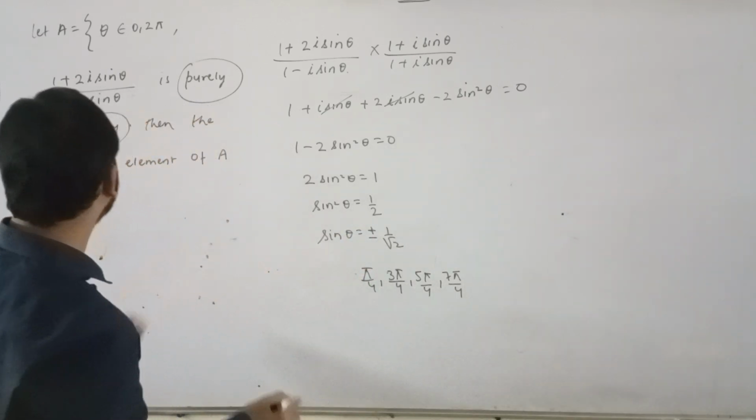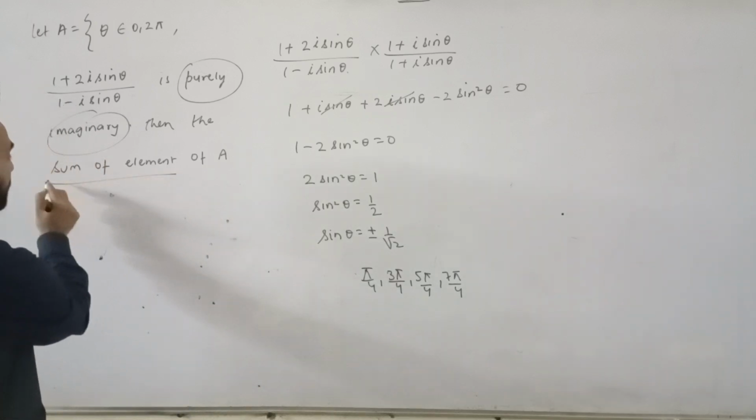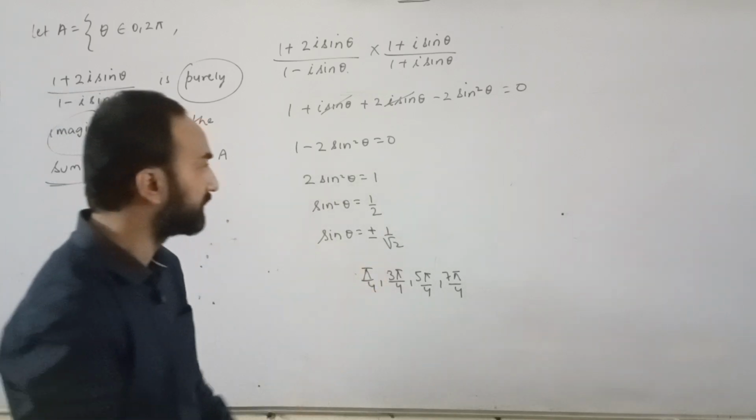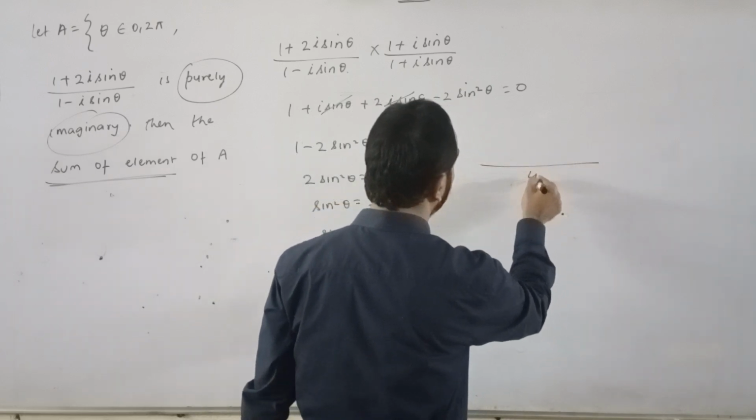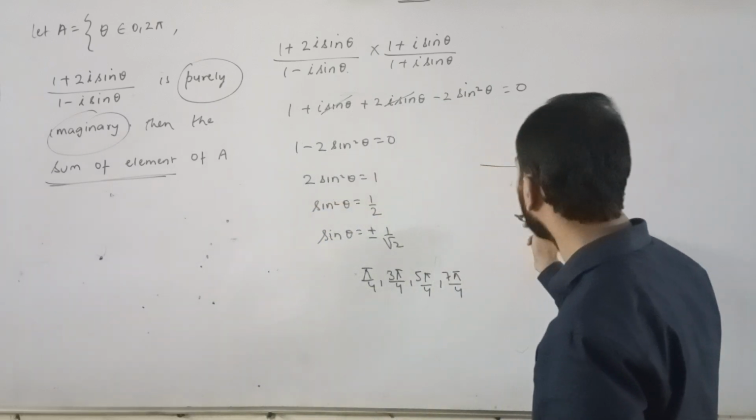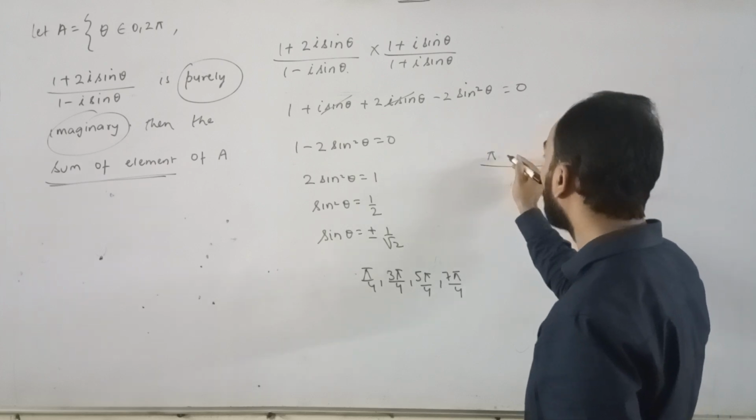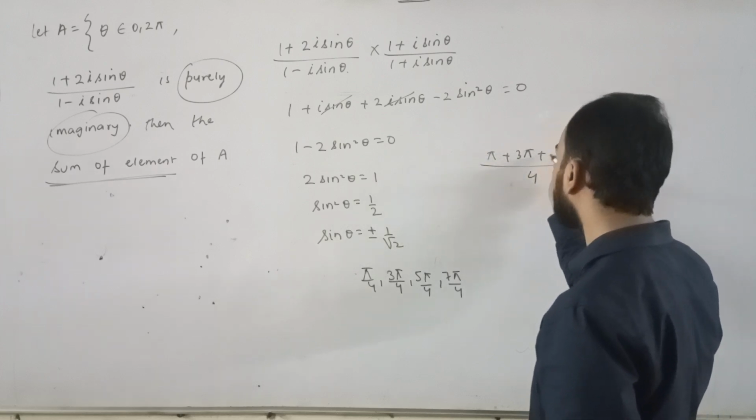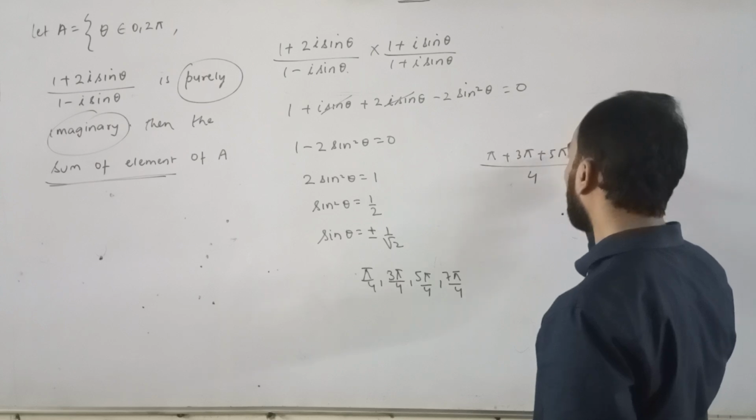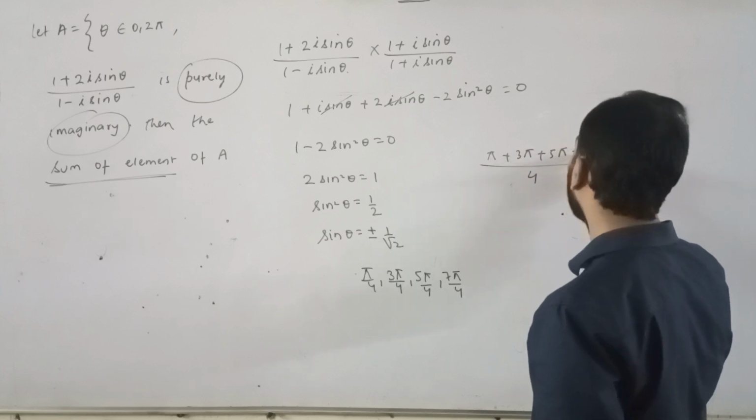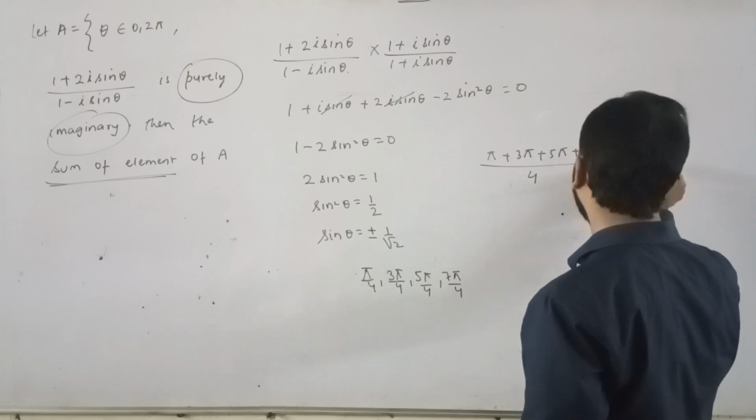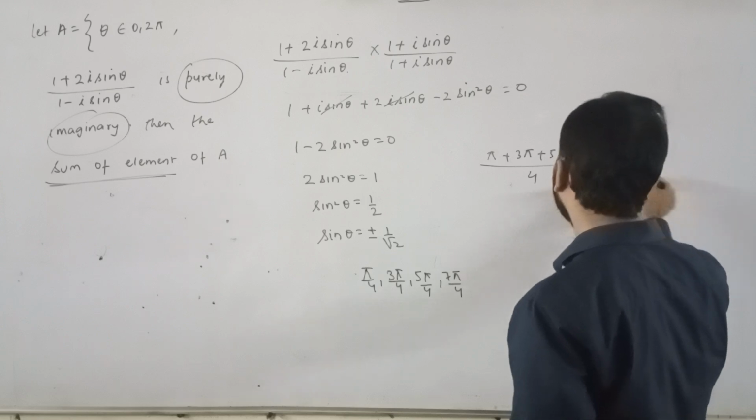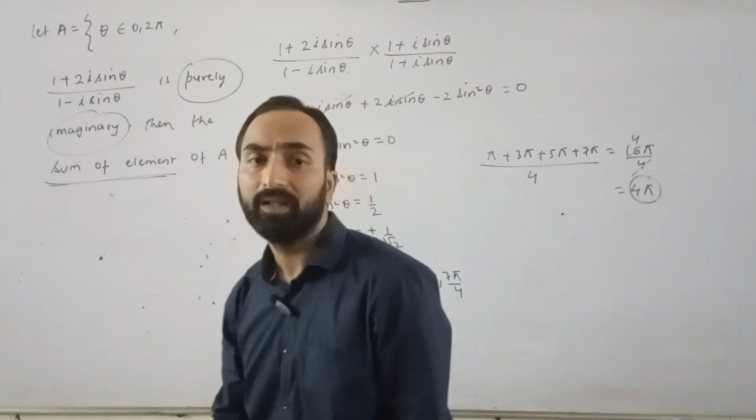So now they are asking the sum of the element, right? Sum of the element. So we have to add all these things. So let's add by taking the denominator as 4, LCM will be 4, and then pi plus 3 pi plus 5 pi plus 7 pi. So that will give 16 pi by 4, and 4 will cancel, 4 4s are 16. So the answer here will be 4 pi.